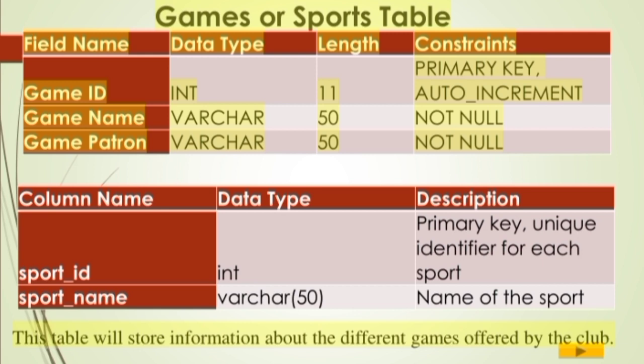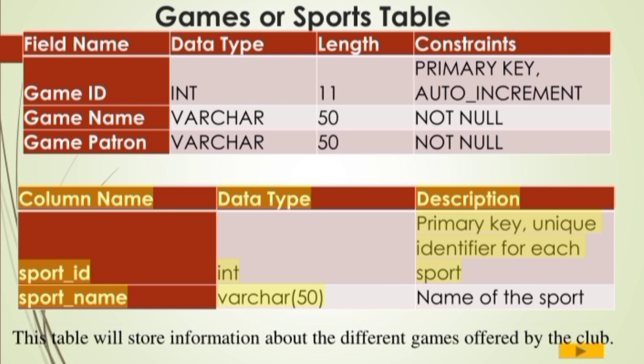Games or sports table. Field name, data type, length, constraints. Game ID, int 11, primary key, auto_increment. Game name, Varchar 50, not null. Game patron, Varchar 50, not null. This table will store information about the different games offered by the club.